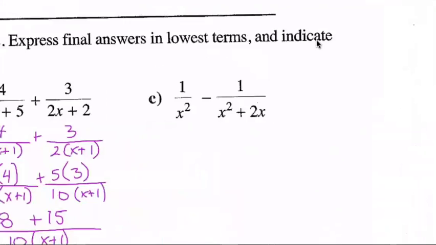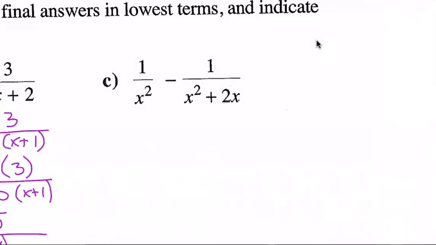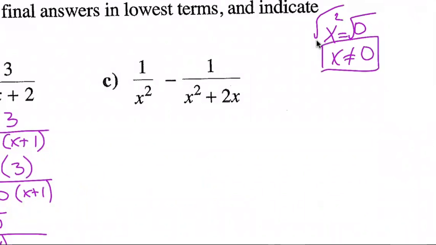There we go. We have x squared cannot equal 0. So I'm going to square root both sides. X cannot equal 0. There's 1. And then I have x squared plus 2x, which actually I should factor first.